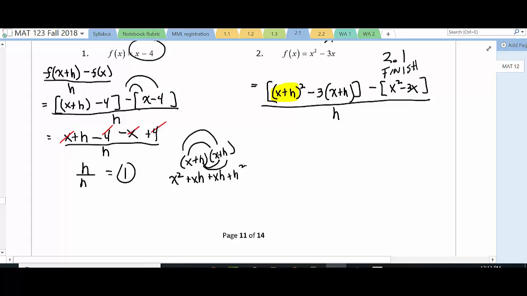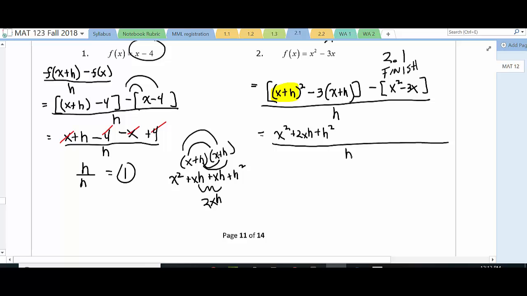That's FOILing. Now, these are like terms, so that comes together to make 2xh. 1 plus 1 is 2. So I'm going to replace the FOILing with what I got. I got x squared plus 2xh plus h squared. Okay, if you didn't get that yet, go ahead and get that written down, and we'll start putting this together.